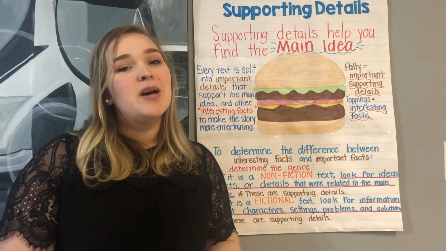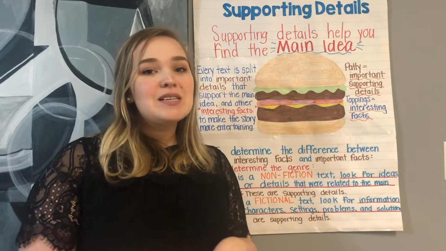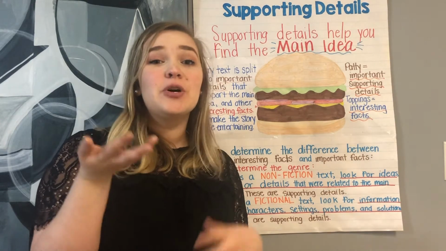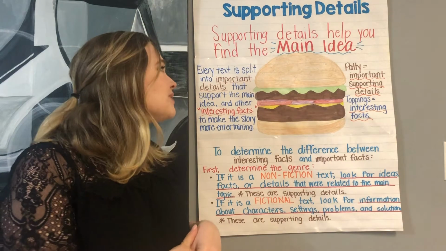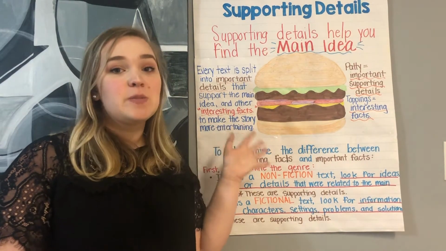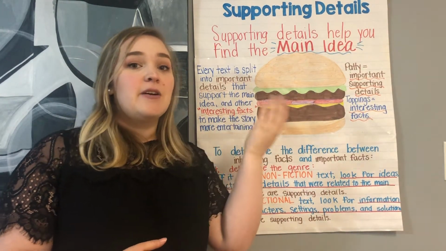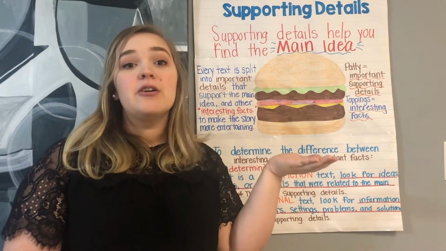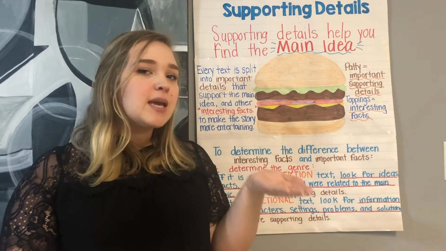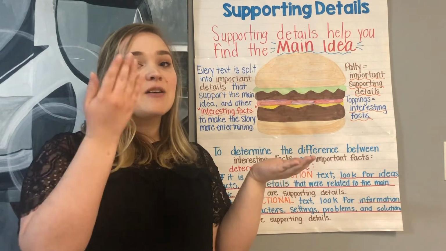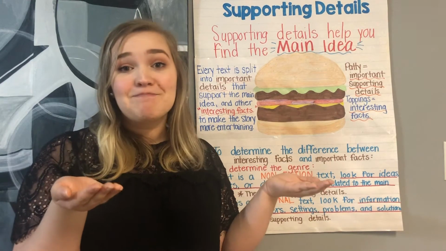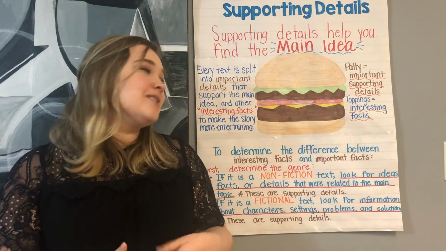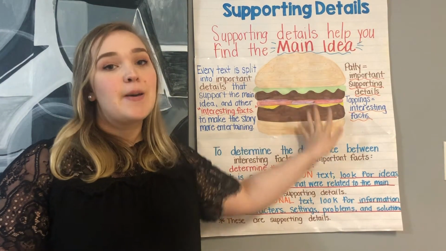How you can figure out what is a supporting detail versus what is something that the author put in the text just to make it a little bit more interesting. All right? So that is how authors split up the text. They have details in there that are important and that support the main idea, and then they have details that are really just to make the story a little bit more entertaining. And that's really it. So you can think about supporting details kind of like a burger.